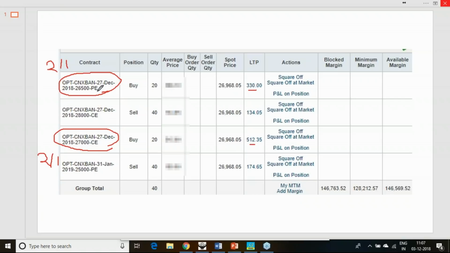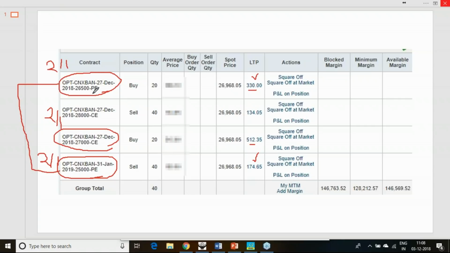26,500 put I have taken, and I am just taking the 25,000 put option of January monthly expiry. It is trading very low here. So 330 rupees I am paying here, and 175 into 2, 350 rupees I am receiving here. So these two things I am doing for the put option. Now for the call option, I am doing the same 2/1 short ratio spread, but it is in the same calendar month, December.